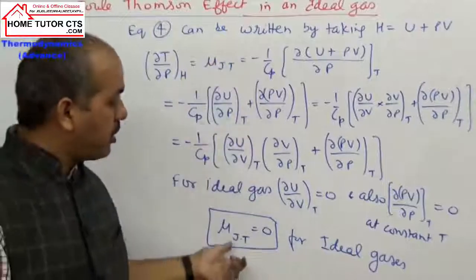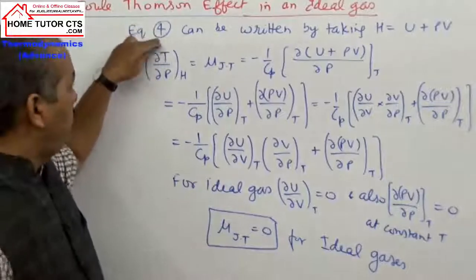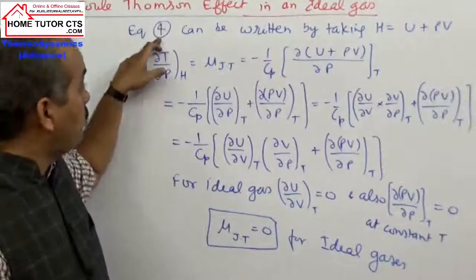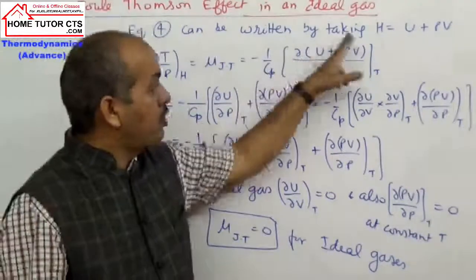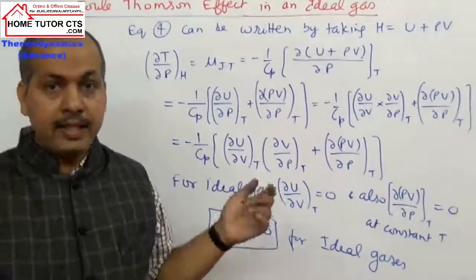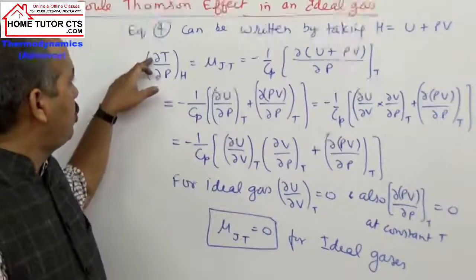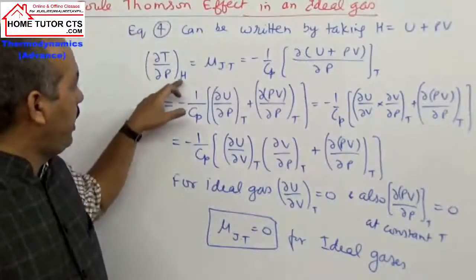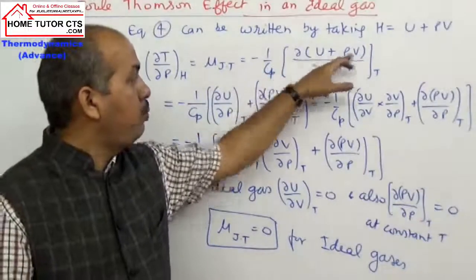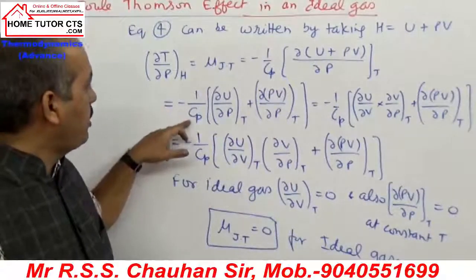For proving this expression, you can again take equation 4 that we did in the previous topic for real gases, using the same expression here. We replace H equal to how much? U plus Pv, by definition of enthalpy. Replace that expression here. So mu JT, that is del T by del P at constant enthalpy, we just replace the term H by U plus Pv, and then write it this way, minus 1 by Cp.